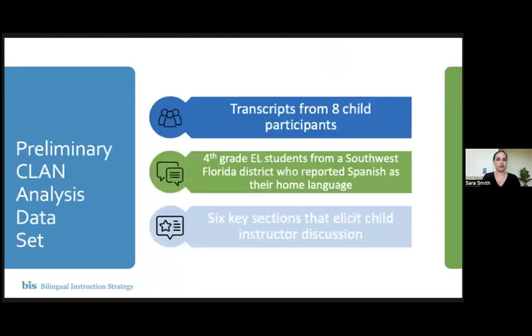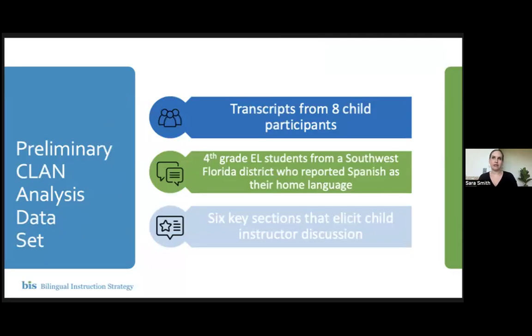And so for our preliminary analysis, we used a data set that consisted of 16 transcripts collected from 8 child participants and their instructors. So we had 3 female and 5 male students, and we just wanted to get started looking at what this looks like. We wanted to analyze the participants' academic language, and so we wanted to look at those 6 key sections that occur in every lesson of unscripted conversation that elicit that back and forth discussion from the instructor and child, right?